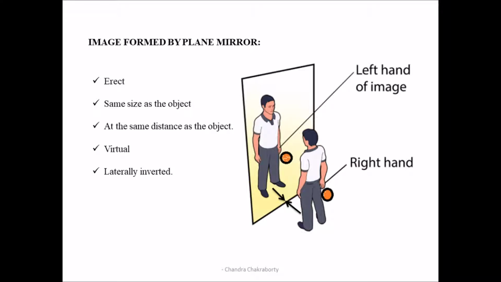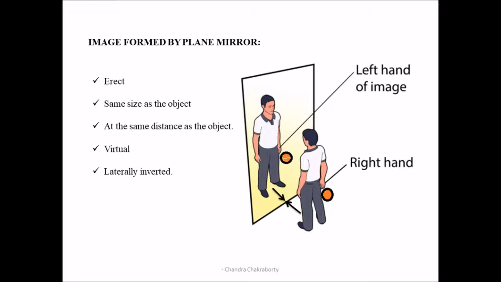The image formed by a plane mirror is at the same distance as that of the object. Yes, it's true. If you are standing 2 meters apart from the mirror, the image will be formed 2 meters away from the mirror. So that means the image formed by a plane mirror is at the same distance as that of the object. Farther you go, farther will be the image formed, and nearer you go, nearer the image will be formed. It is virtual. That means the image formed by a plane mirror can never be obtained on a screen.